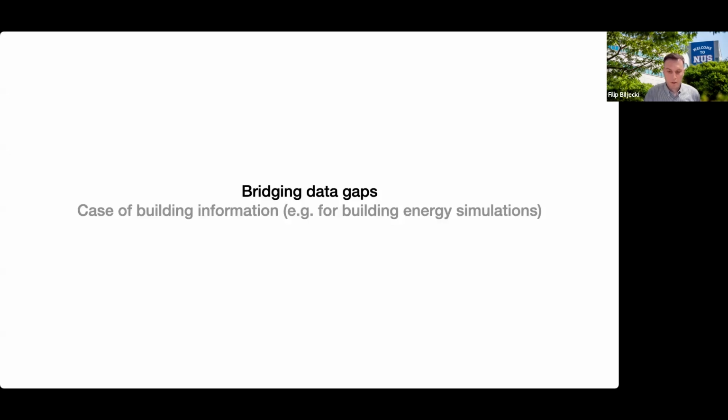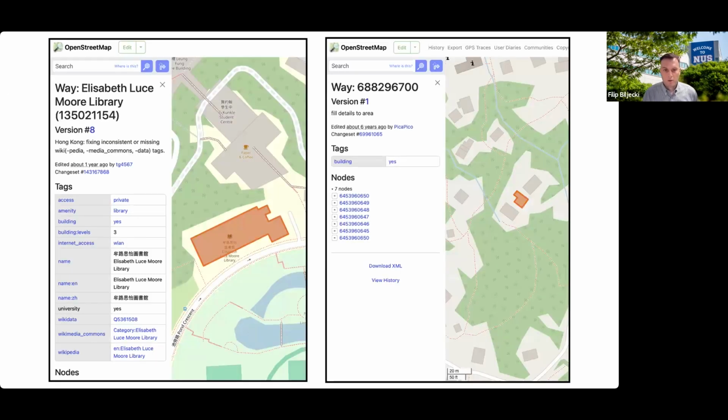For example, for building energy simulations, often you need a lot of data about buildings. You need to know how tall a building is. You need to know what kind of building it is. You need to know the shape of the building and so on. And this kind of data is more often not available than it's available.